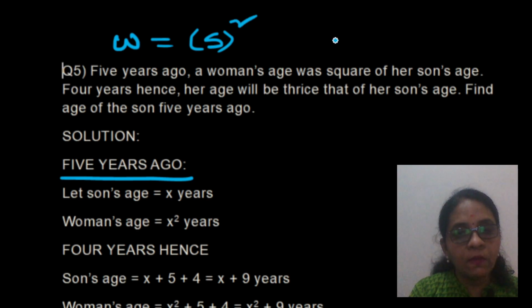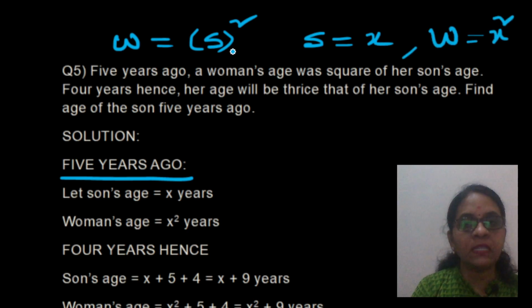So whose age will be assumed as x? We'll assume the son's age as x. So therefore the woman's age becomes x square. This is the very first step that you have to do.